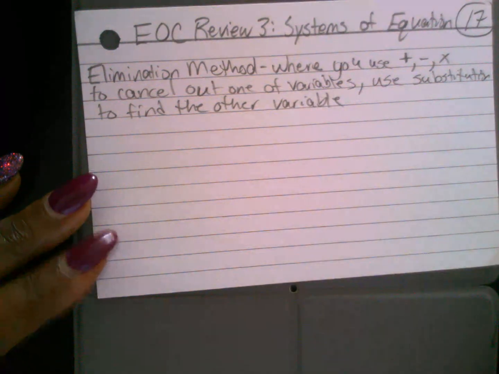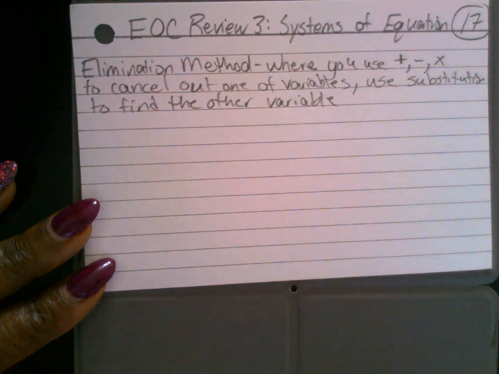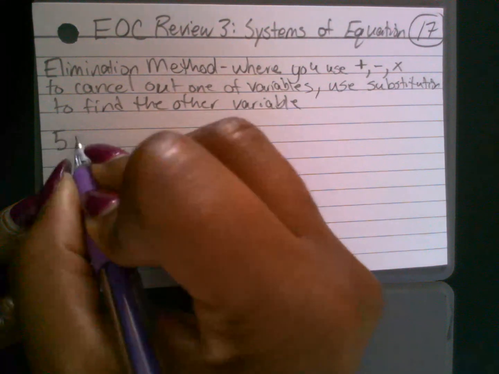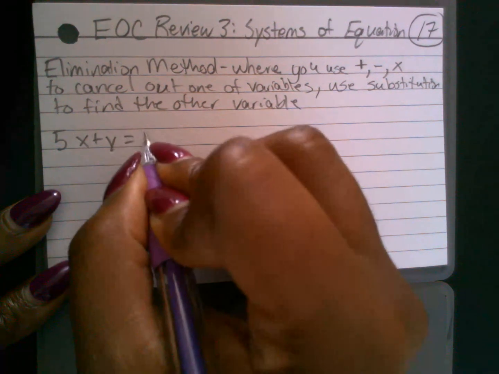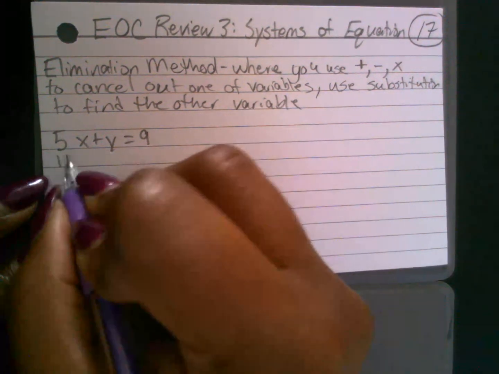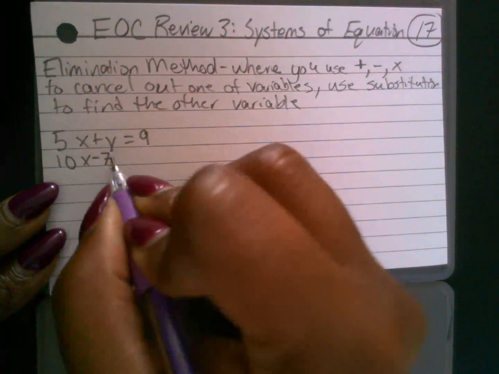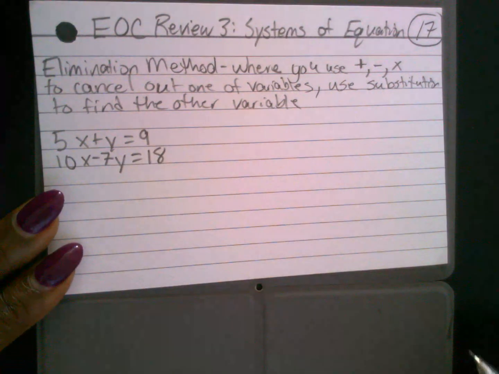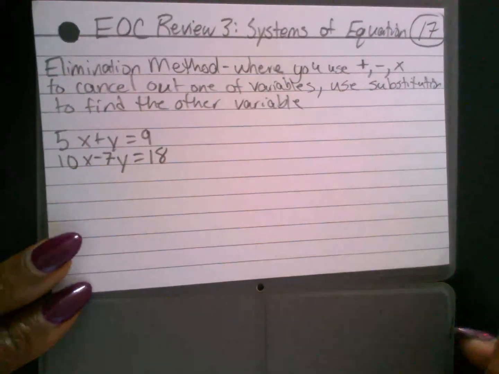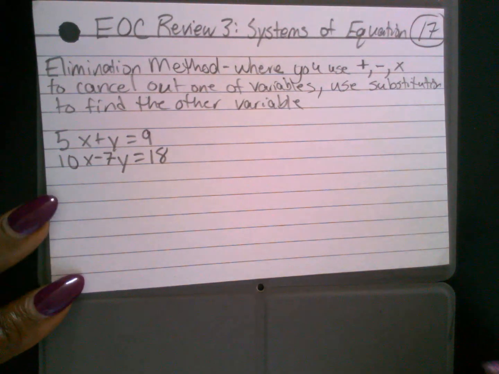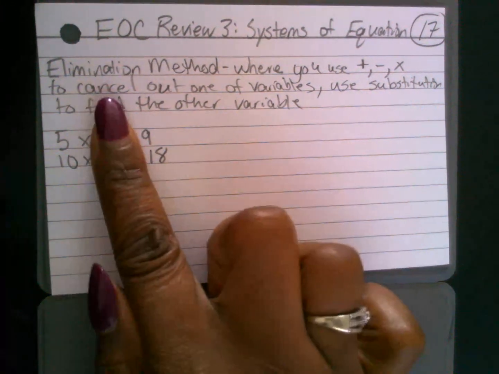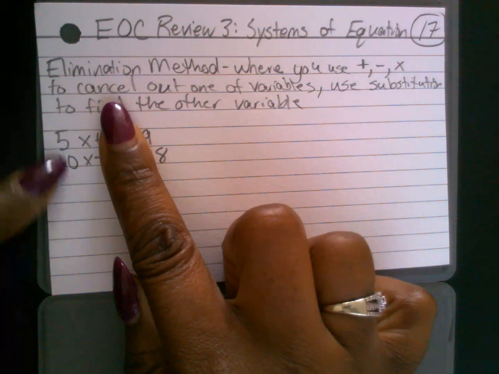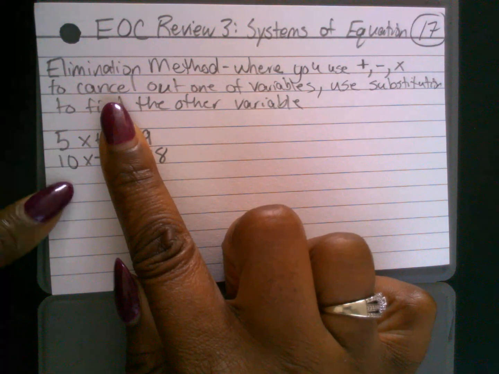Okay? All right, so this is how that works. So we have 5x plus y is equal to 9. And we have 10x minus 7y is equal to 18. Okay, so now this is how you do this one. All right, so you're going to look to see if you can eliminate these two by adding them together. You can't eliminate them by subtracting. That means you can't get 0 by adding them. You can't get 0 by subtracting them.